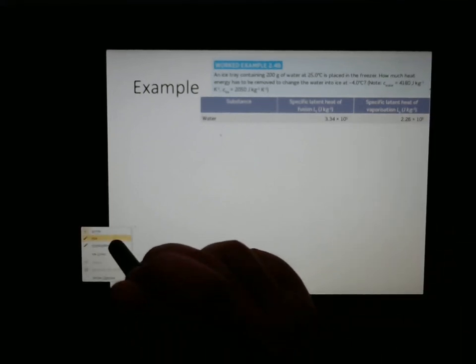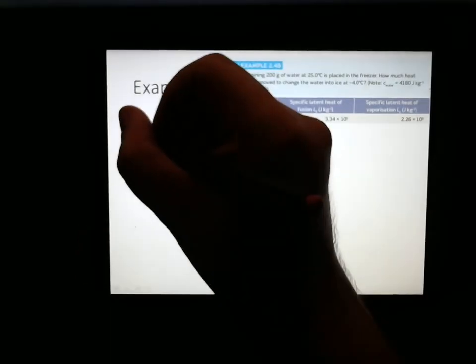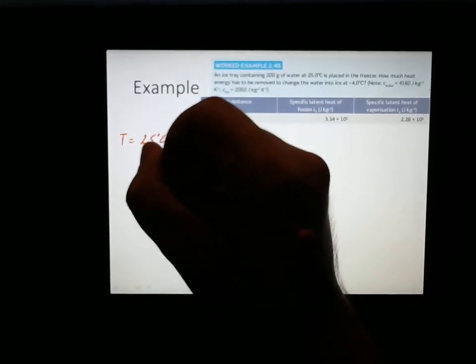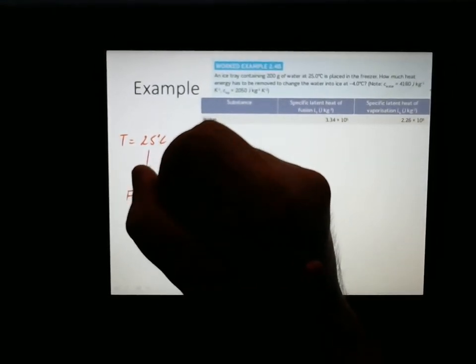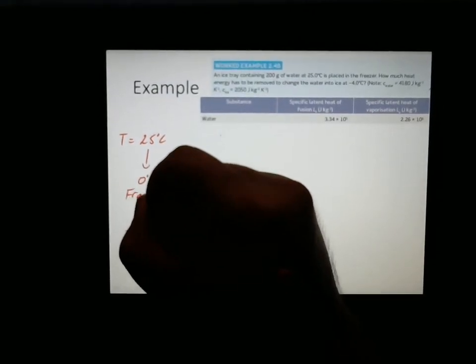We're also going to need the latent heat for water, and here we have the latent heat of fusion. We can see the latent heat of vaporization is nearly 10 times bigger, and that is not the number we want. So let's think about this. We're at 25 degrees, so I'm just going to write out the temperatures for a second. We're at 25 degrees Celsius. It'll cool down to 0 degrees Celsius. It will then freeze, and then it will cool down to -4 degrees Celsius.